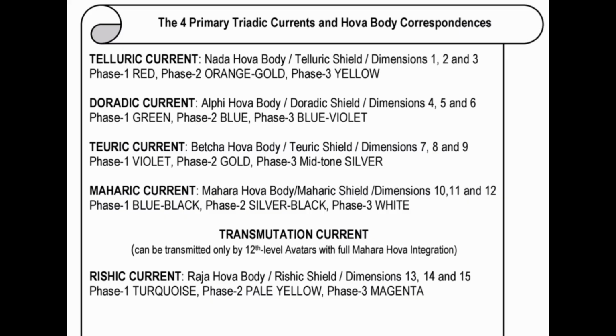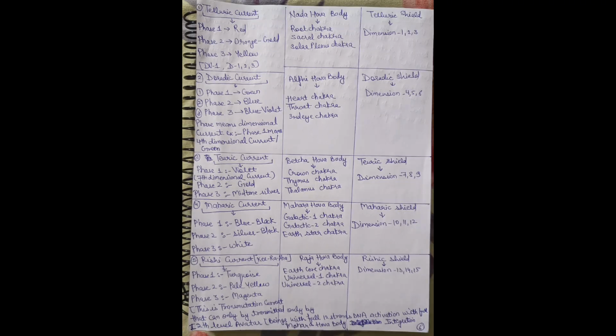Okay, Telluric current is present in dimensions 1, 2 and 3: phase 1 is the red color, phase 2 is orange and gold color, and phase 3 is yellow color. Now the second one is the Doradic current: phase 1 is the green color, phase 2 is the blue color, and phase 3 is the blue violet color. Phase means dimensional current. So for example, phase 1 means the fourth dimensional current, that is green, and it is connected to the Alfi Huwa body, and also to the heart chakra, the throat chakra, and the third eye chakra.